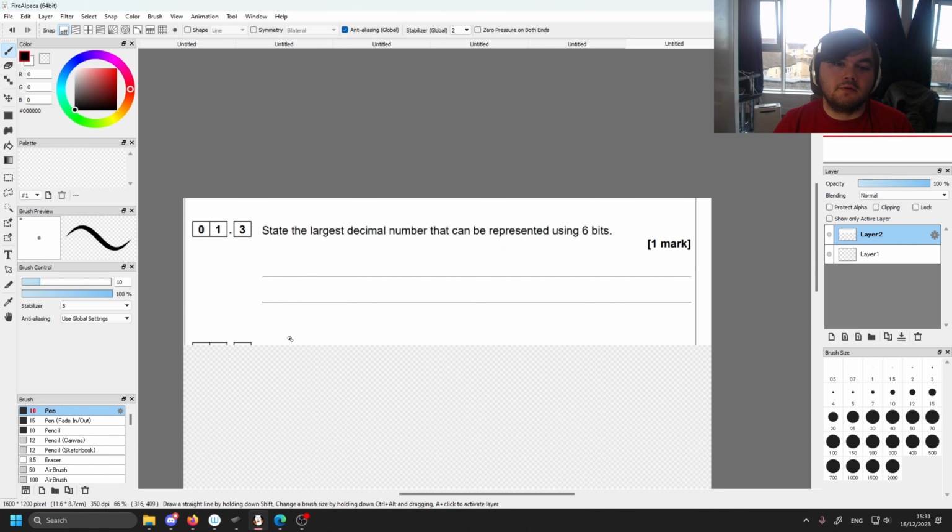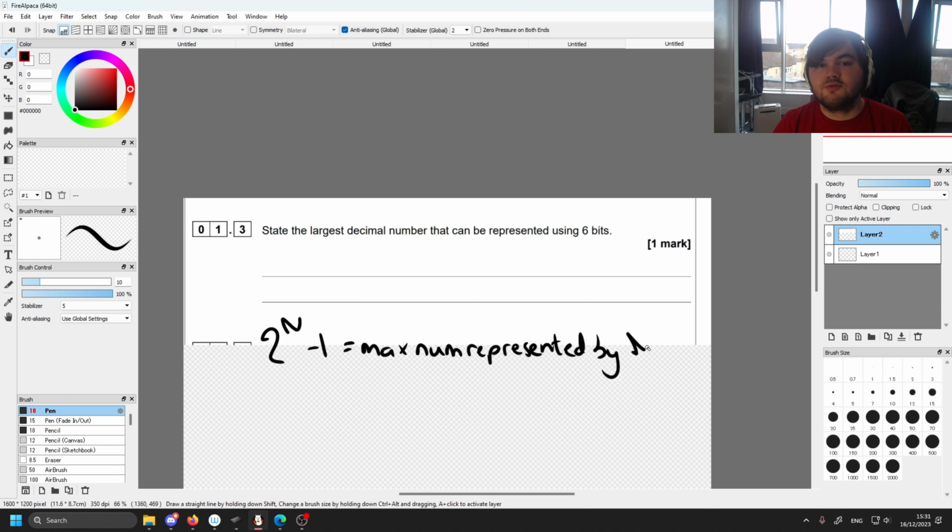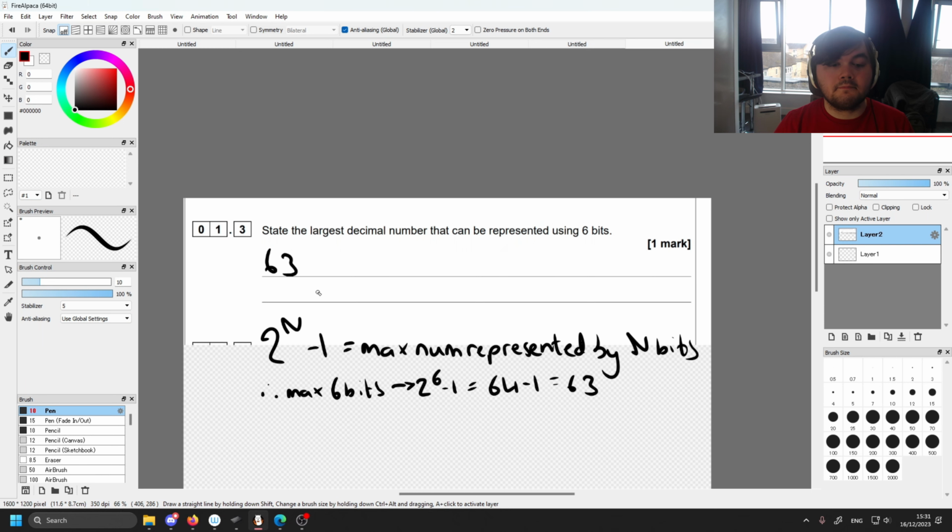Question 1.3. State the largest decimal number that can be represented using 6 bits. To answer this question, we just need to use the formula I mentioned earlier, which is 2 to the n minus 1, where n is the number of bits, or digits. So, the maximum number that can be represented using 6 bits is equal to 2 to the 6 minus 1, or 64 minus 1, which is 63.